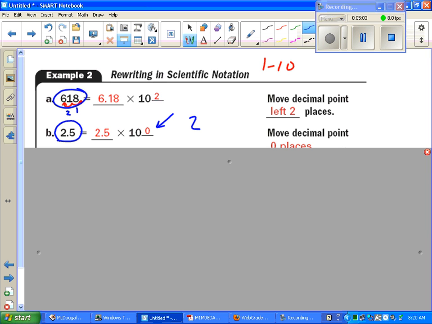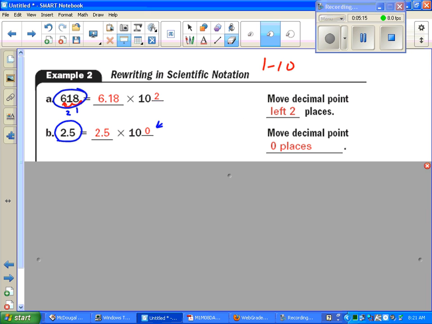Like if you just did it as 2.5 times 10 to the first power, that would mean move that decimal one time, which would create 25, which is not the number that you're looking at. You're moving it no times, so 0 places.